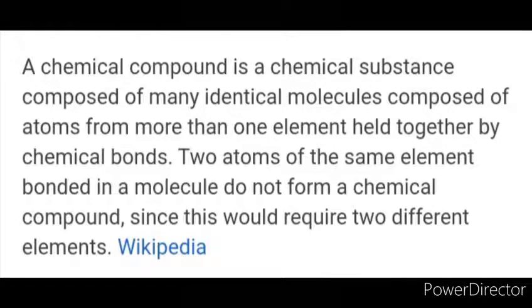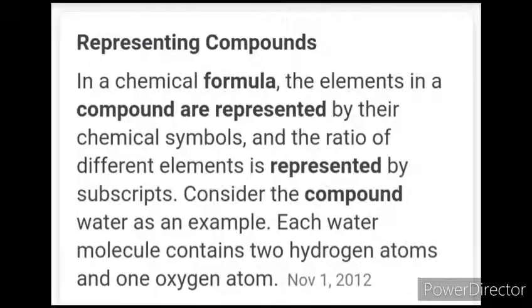For example, the compound water is formed by the combination of the element hydrogen, two atoms of hydrogen and one atom of oxygen. Students, compounds are represented by formula. A compound is always represented by a formula which shows how many atoms of which element constitute a molecule of the compound. As I have already explained, take the example of water. Water is a compound. It is made up of elements hydrogen and oxygen. So what is the formula? It is H2O. It means it contains two atoms of hydrogen and one atom of oxygen.